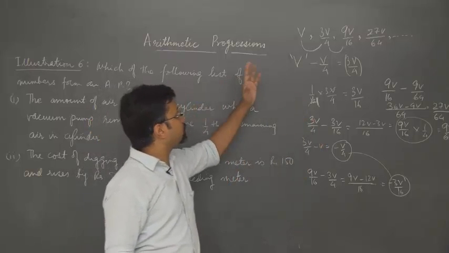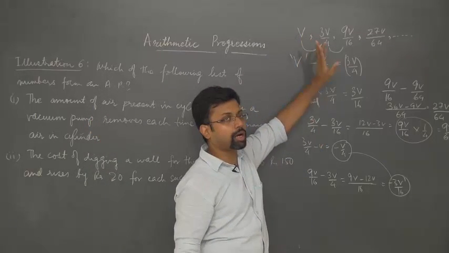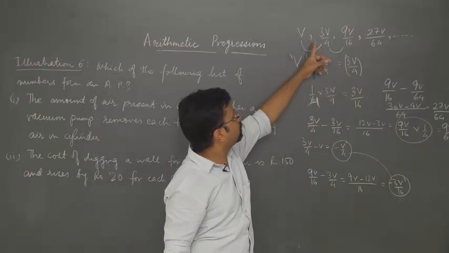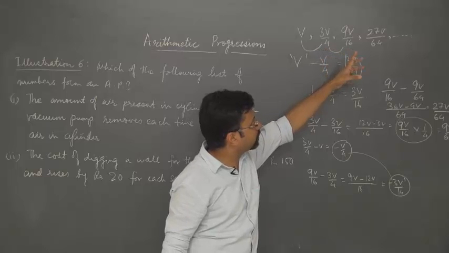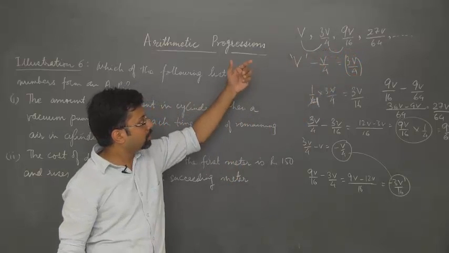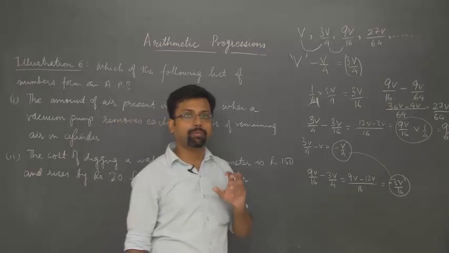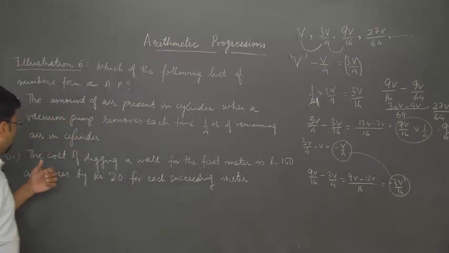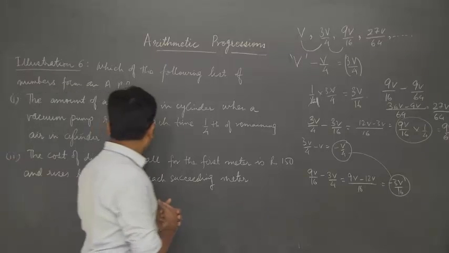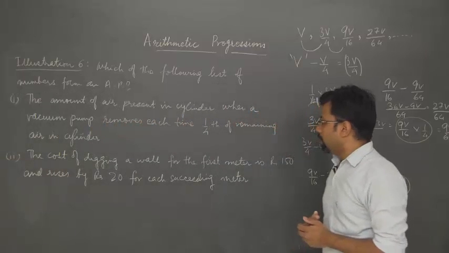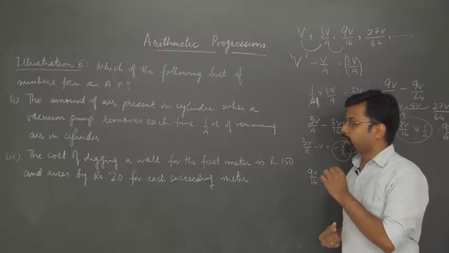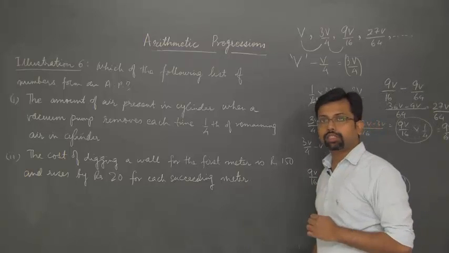Hence, the list of numbers that represents the amount of air remaining in the cylinder would be V, 3V by 4, 9V by 16, 27V by 64 and so on, but this does not represent an AP because the common difference is not the same. Now let's see the second question. What does the second question say? The cost of digging a well for the first meter is rupees 150 and rises by rupees 20 for each succeeding meter.